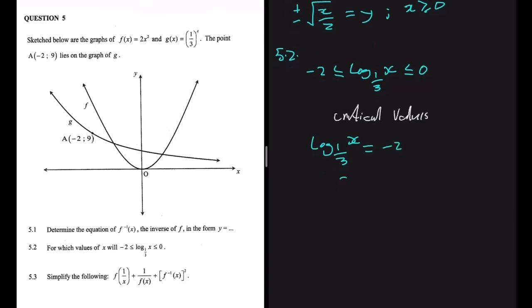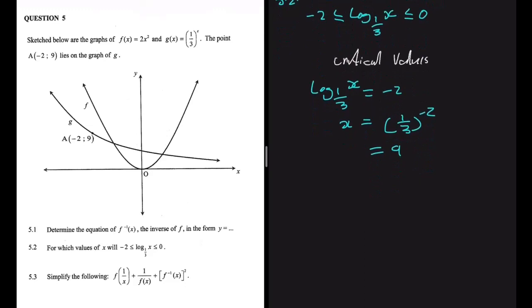So we're going to have x being equal to a third to the power minus 2, and this is equal to 9, right? And then our other critical value, we're going to say that log of x base a third is equal to 0, right? So we're going to have x being equal to a third to the power 0. We know that any number to the power 0 is 1, right? So we have x is equal to 9 and x is equal to 1.